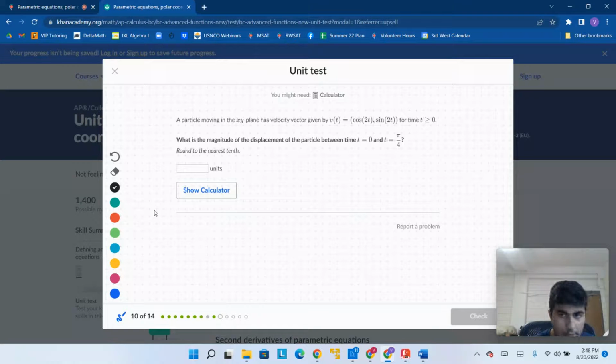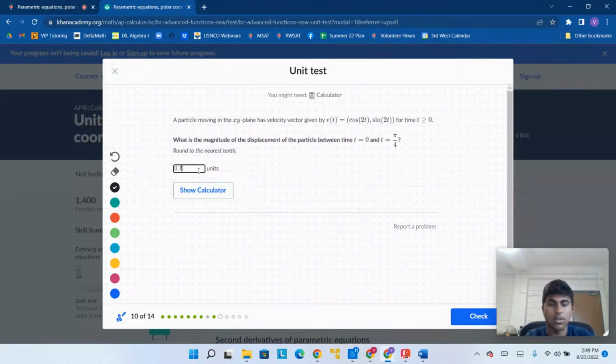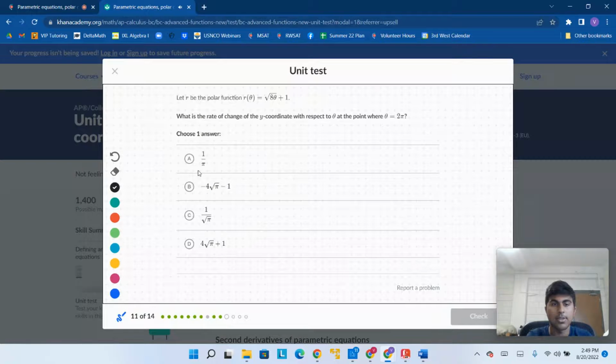So I start at 0, negative 1/2, and with pi over 4, I end up at 1/2, comma 0. So I moved 1/2 in both of those directions. So in all, I would have moved about 0.7 units. And we can keep going to the next question.